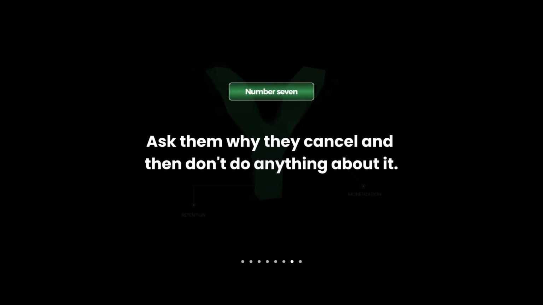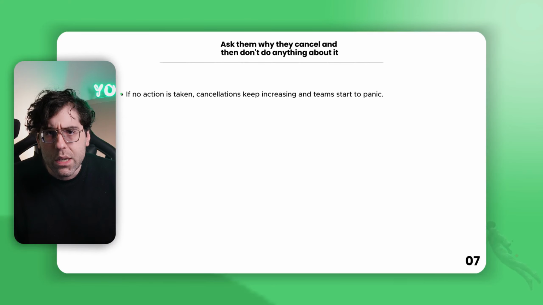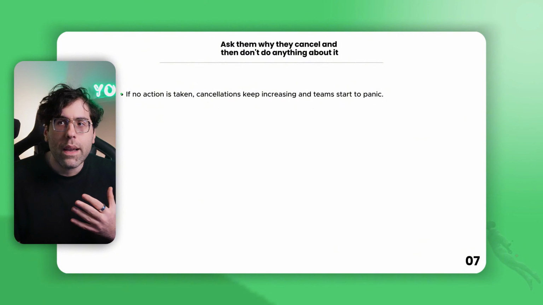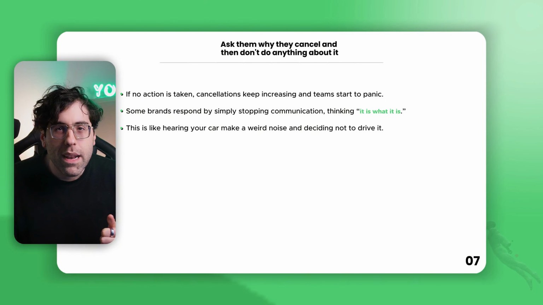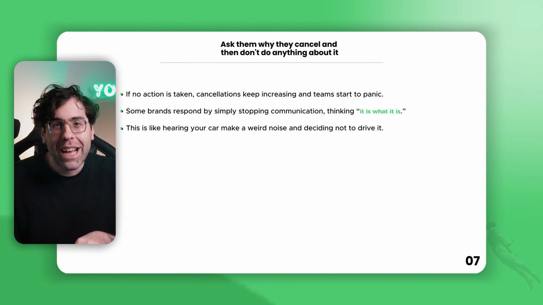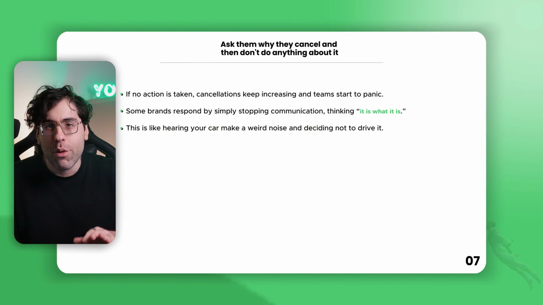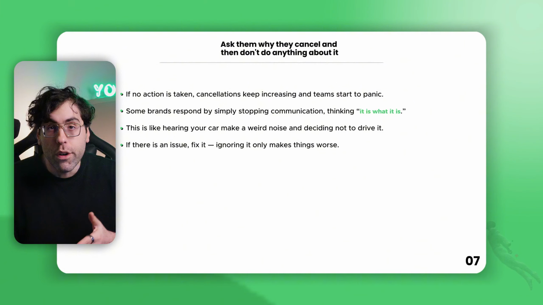Number 7, you ask them why they cancel. They tell you why they canceled, and then you don't do anything about it. So cancellations go up, everybody starts to panic, and then you're like, okay, it is what it is. Let's stop emailing them. That's like your car making a weird noise, and you're like, I'm not gonna drive anymore. No, if there is an issue, fix the issue.